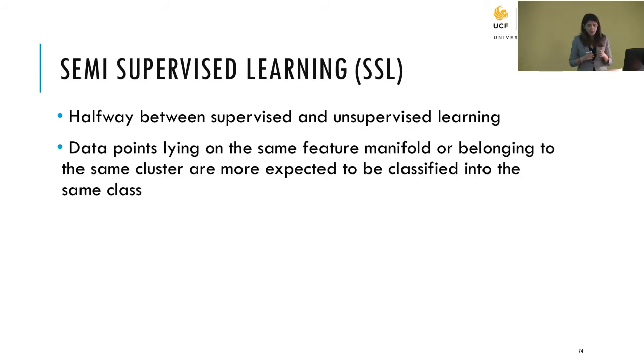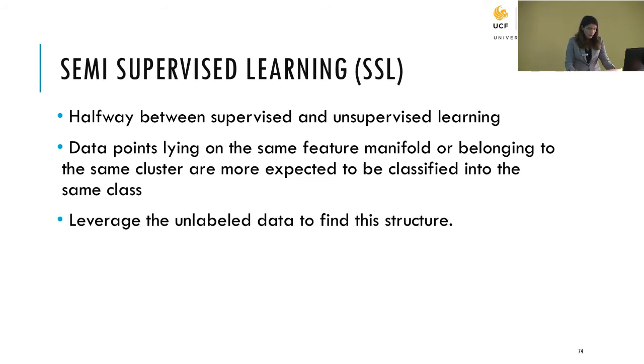So we use the assumption of the smoothness constraint, which is: if two data points lie in the same manifold in the first space, when you map them to the second space, which in our case is the segmented space, if they are close in the first space, they should be close in the second space, or they are likely to be classified in the same cluster or class. So we want to leverage the unlabeled data to find this structure.